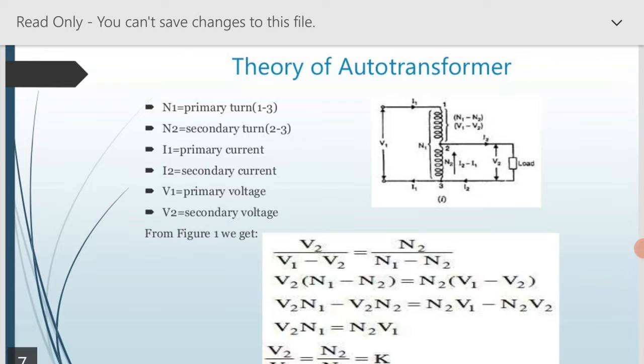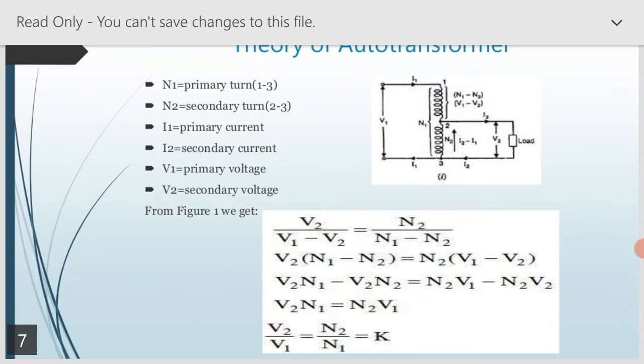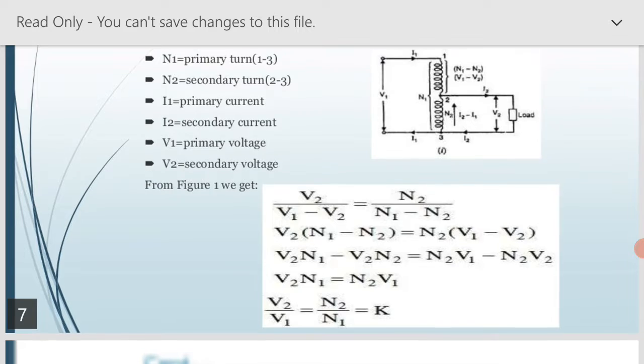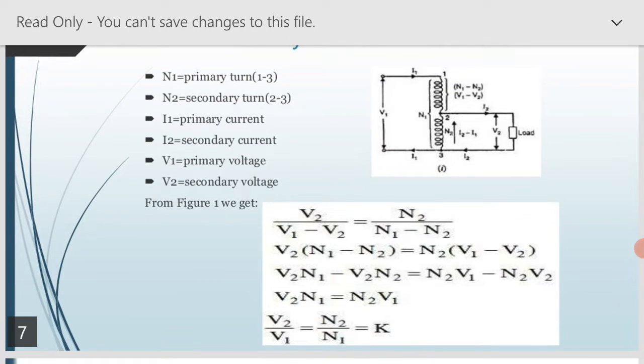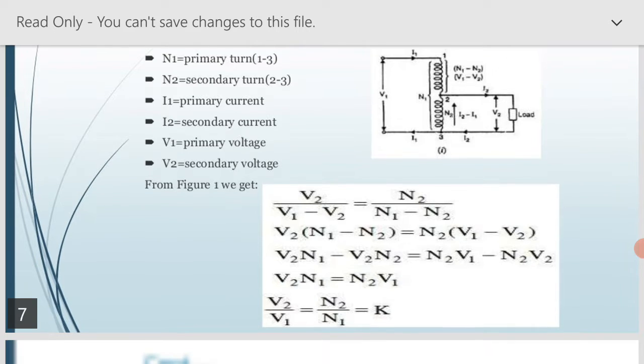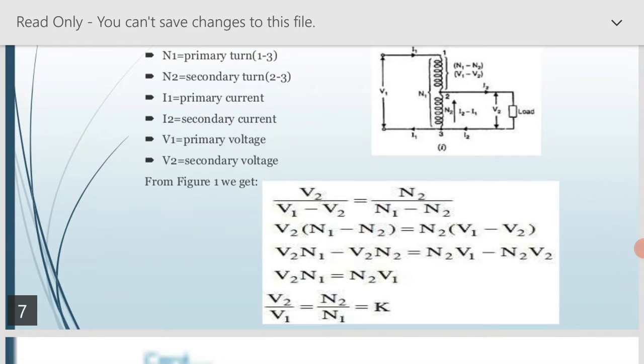N1 is the primary turns, N2 is the secondary turns, I1 is the primary current, I2 is the secondary current, V1 is the primary voltage, V2 is the secondary voltage. From the figure we get V2 upon V1 minus V2 is equal to N2 upon N1 minus N2. V2 into (N1 minus N2) is equal to N2 into (V1 minus V2). Multiplying out, V2 N1 minus V2 N2 is equal to N2 V1 minus N2 V2. So V2 N1 is equal to N2 V1. So V2 upon V1 is equal to N2 upon N1 is equal to K.